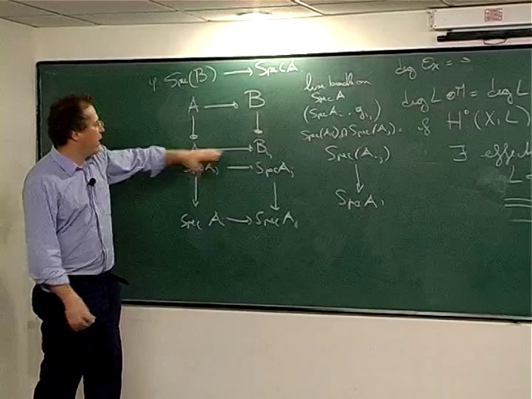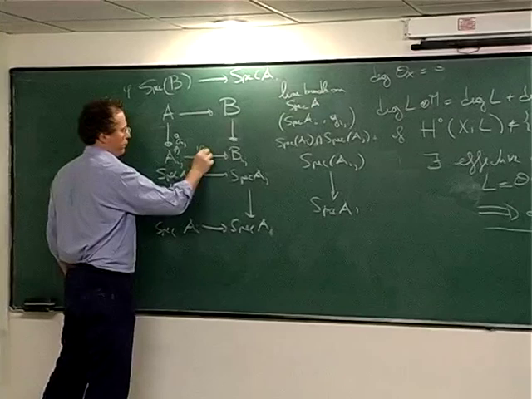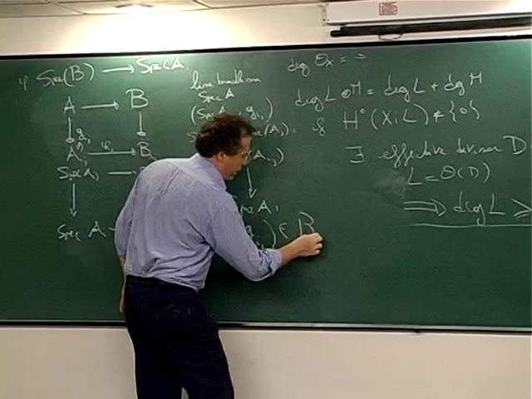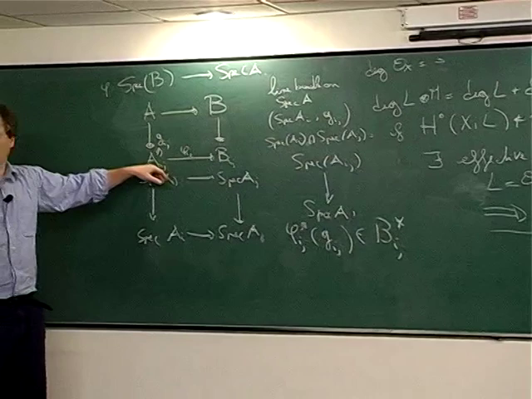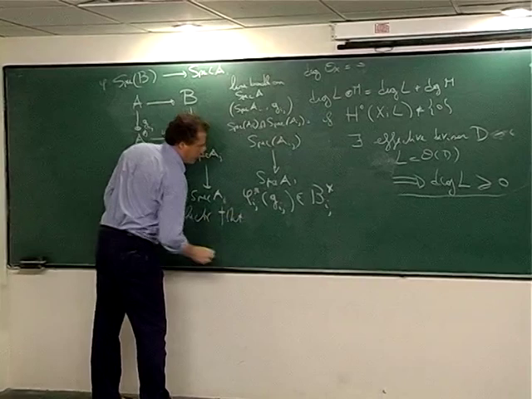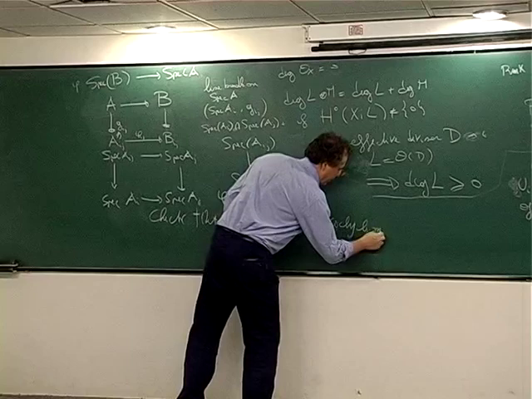Anyway, I have this diagram. So I have the g_ij, which is here, and these are units, and I can look at phi_ij. g_ij will be an element of B_ij star, because this is a unit here. And you can check that this defines a cocycle on Spec B.